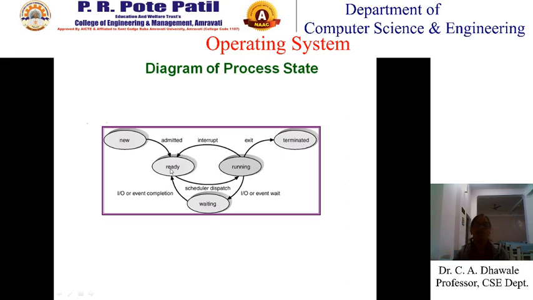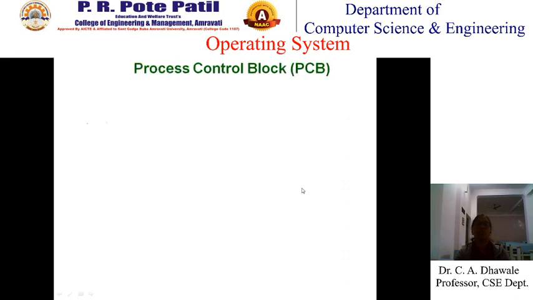So what is the difference between ready and waiting? Ready means the process is ready for the execution. It is waiting for the CPU. And waiting means the process is waiting for the I/O devices. These are the different states of the process.